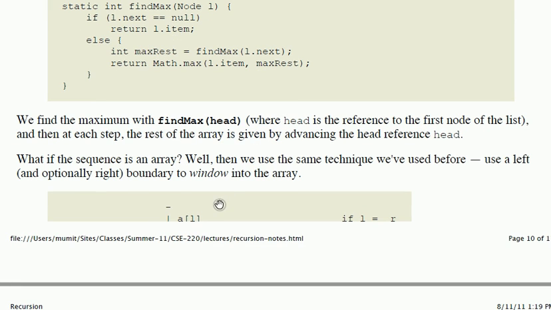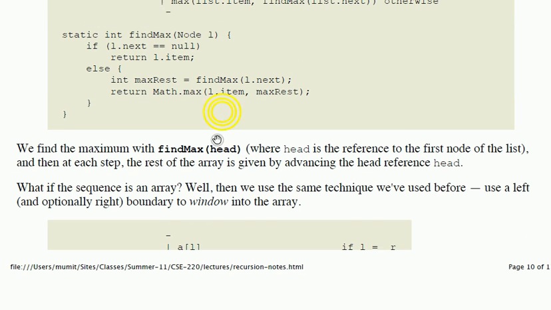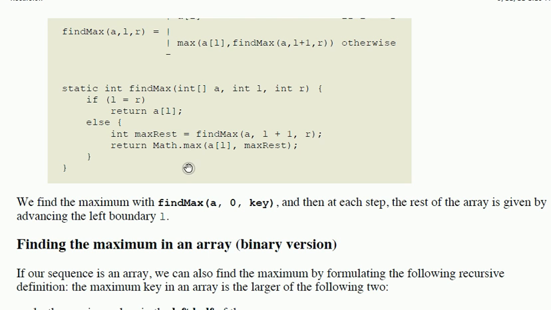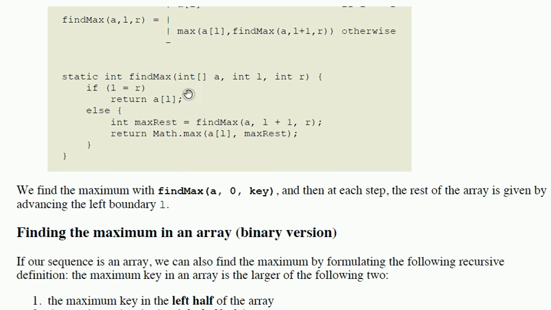Finding the max. So you have this method called math.max. You can use it to find it, and you can obviously do it recursively by this: find max, return max, and max rest. So that's how it works. I'm not going to spend time over here.